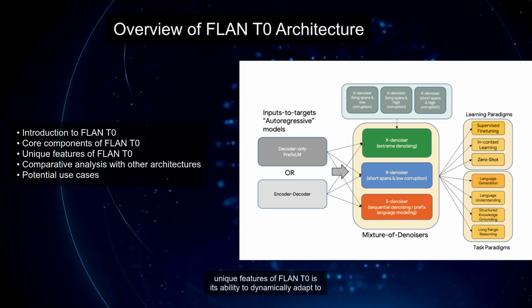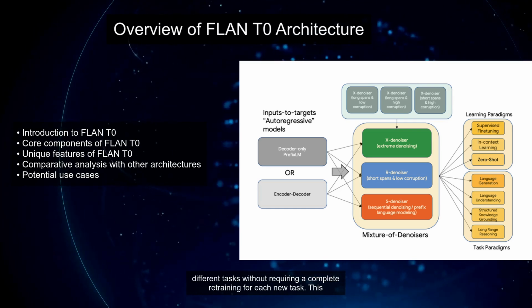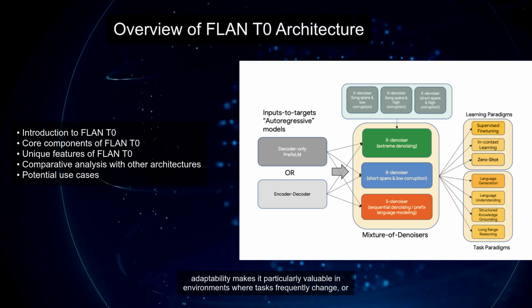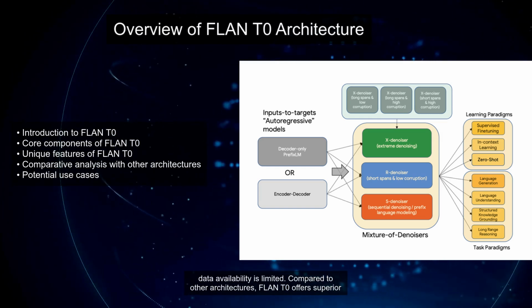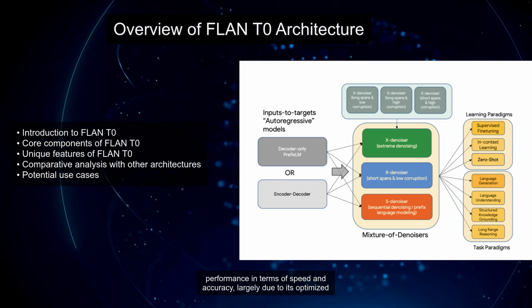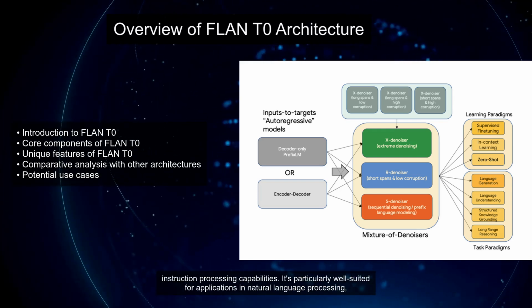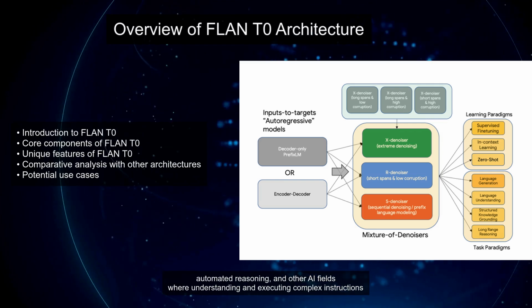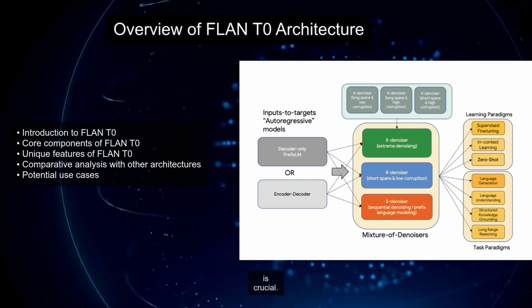One of the unique features of FLAN T0 is its ability to dynamically adapt to different tasks without requiring a complete retraining for each new task. This adaptability makes it particularly valuable in environments where tasks frequently change, or data availability is limited. Compared to other architectures, FLAN T0 offers superior performance in terms of speed and accuracy, largely due to its optimized instruction processing capabilities. It's particularly well suited for applications in natural language processing, automated reasoning, and other AI fields where understanding and executing complex instructions is crucial.